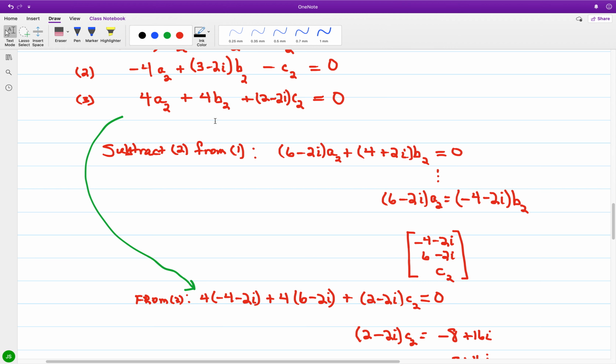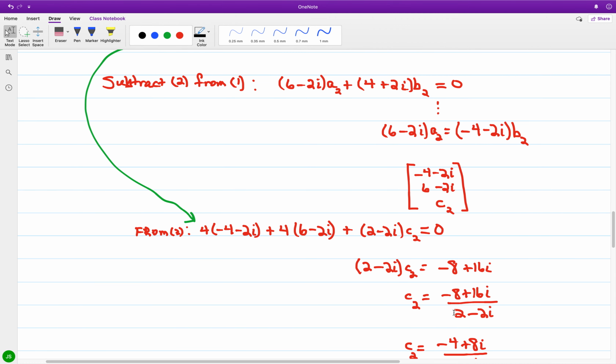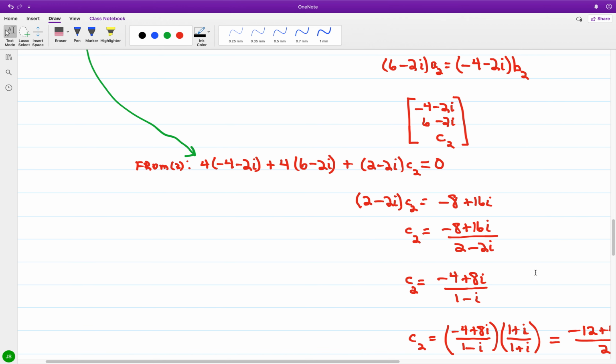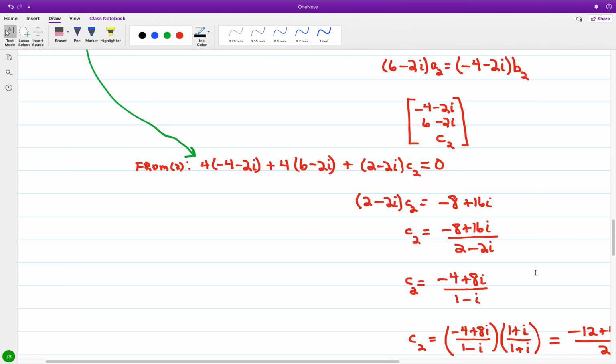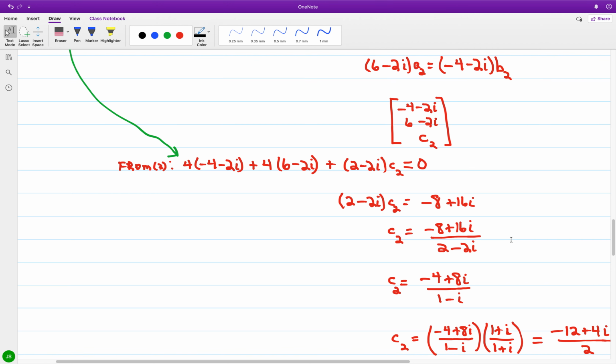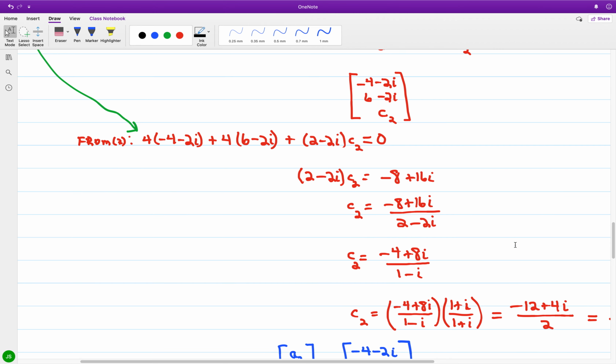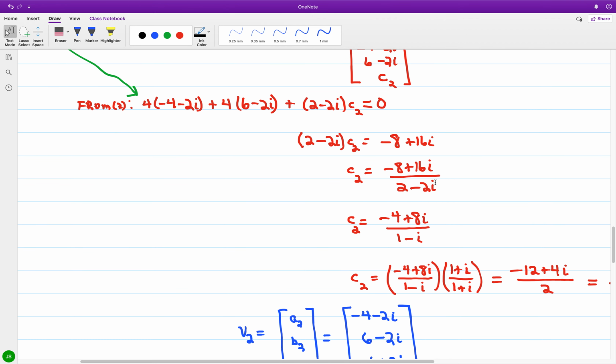Now we have a of 2 and b of 2 determined, and we have c of 2 to develop. Leaving the c of 2 expression by itself and moving the other terms over, we have the quantity 2 minus 2i times c of 2 is equal to negative 8 plus 16i. And then dividing by 2 minus 2i, we have negative 8 plus 16i all over 2 minus 2i.